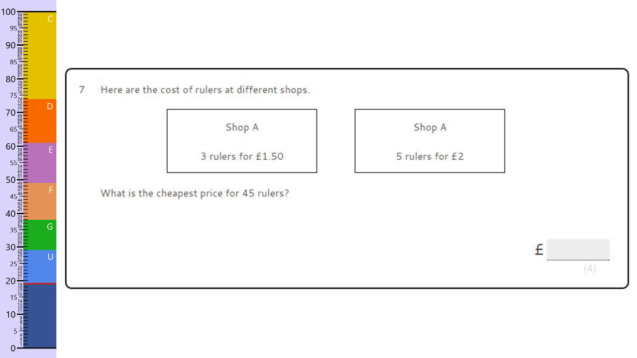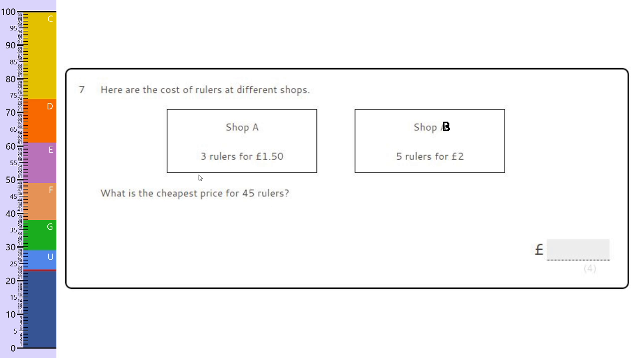Fantastic, let's move on. Question 7, if you'd like to pause the video now and have a go. Okay, so shop A and shop A, wow. It should probably be shop B, I would have thought. Let's change that. Note to self, change it on the site. Right, moving on. So 3 rulers for £1.50 and 5 rulers for £2. What's the cheapest price for 45 rulers?